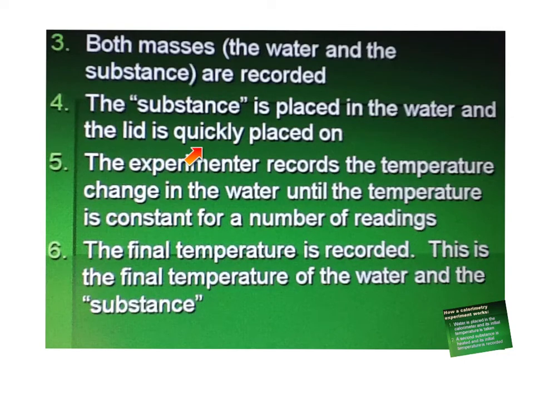You're going to get the lid on, and I don't see that written here, so somewhere around here, write down, place the lid back on, and you're going to record the temperature change in the water until the temperature is constant for a number of readings, okay? In calorimetry, we actually monitor it the whole time, and then you'll notice eventually it will reach thermal equilibrium. It will be constant for a number of readings. Then the final temperature is recorded. Notice it doesn't say final temperatures, it just says final temperature because they'll both be at the same temperature in the end. Okay, that's the point of placing them within each other.